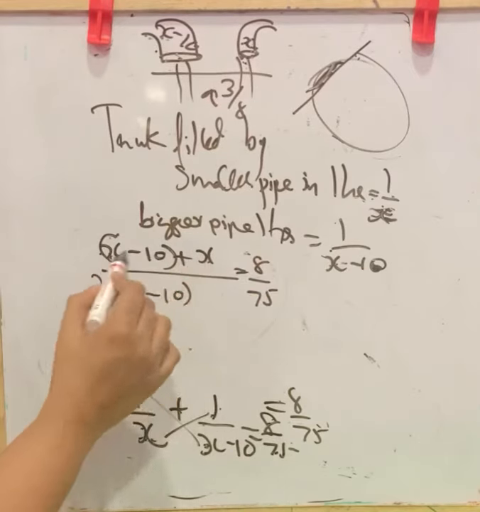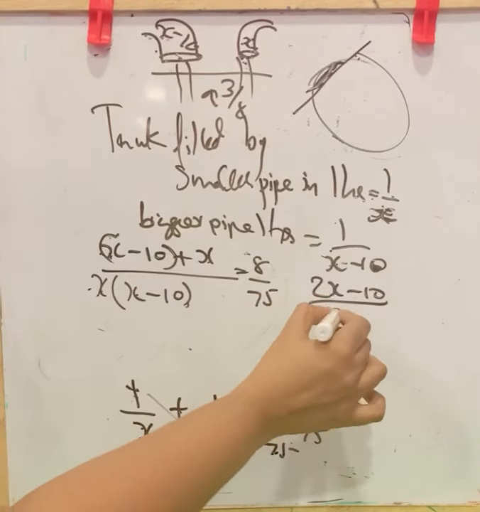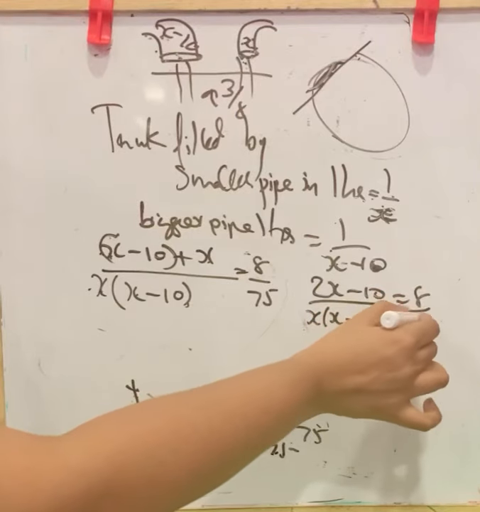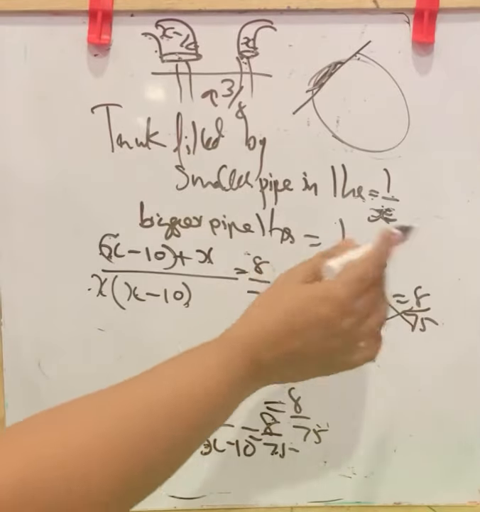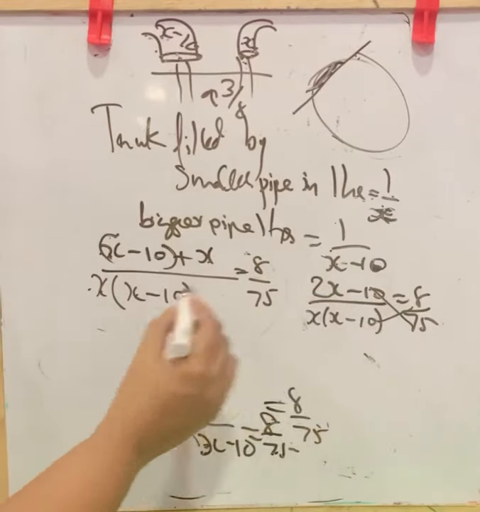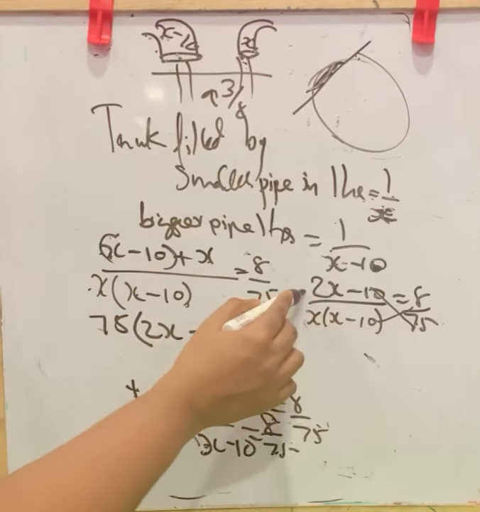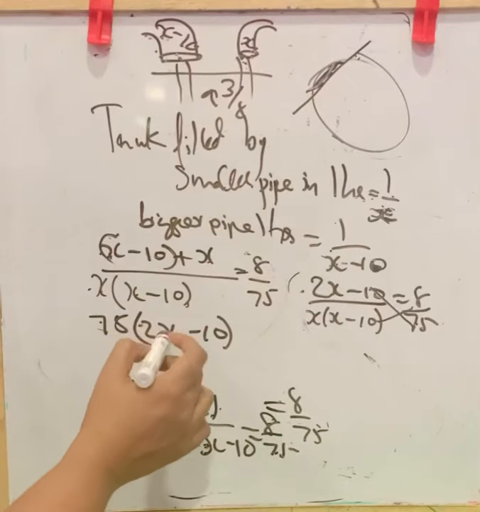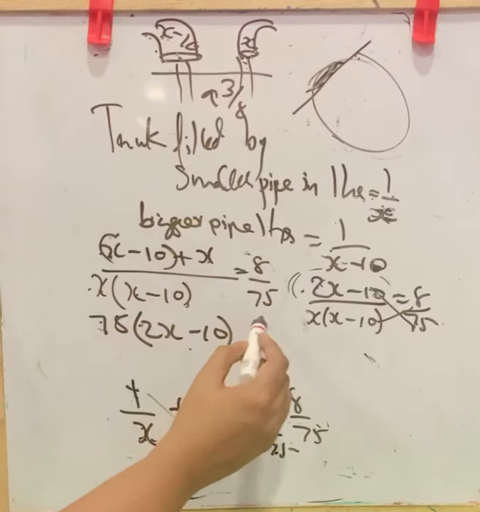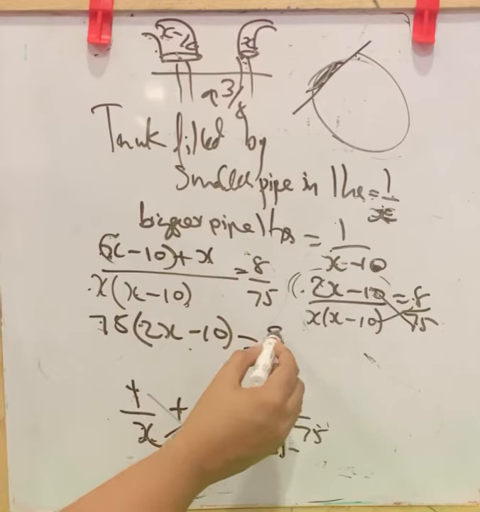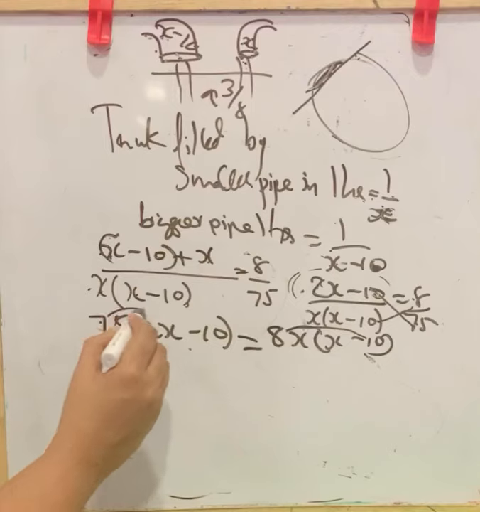Here we have x plus x, that is 2x minus 10 by x into x minus 10 equal to 8 by 75. Now let us take denominators to other side of equal. So here it becomes 75 into 2x minus 10. This denominator taken to LHS, it becomes whole into 75. Because both are depending on each other, you have to put a bracket, then only write 75. Equal to, here it becomes 8x into x minus 10. We will open this with 8x and here with 75.